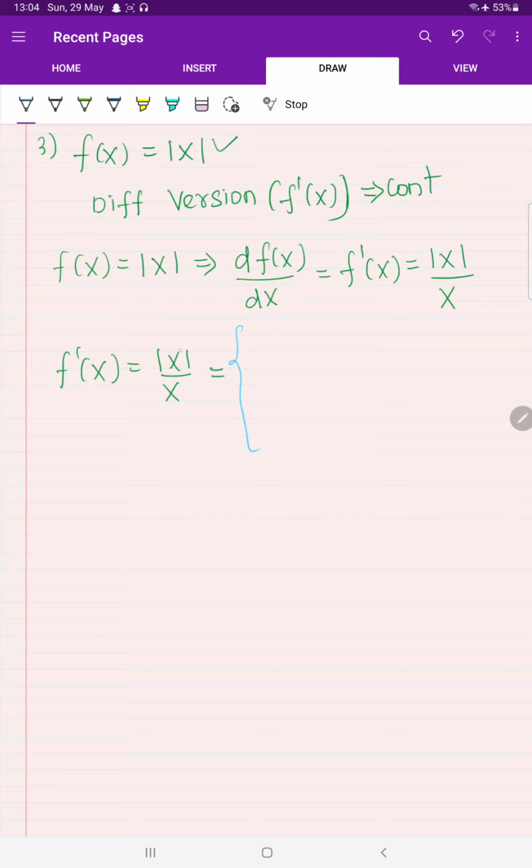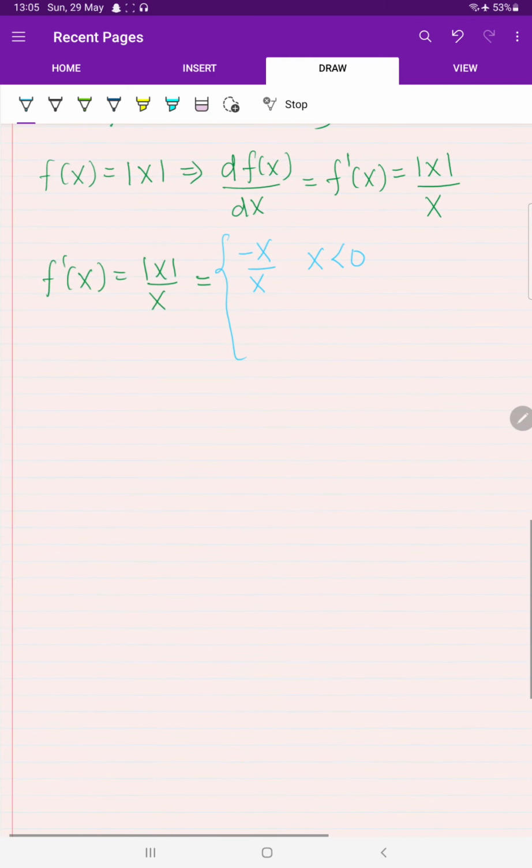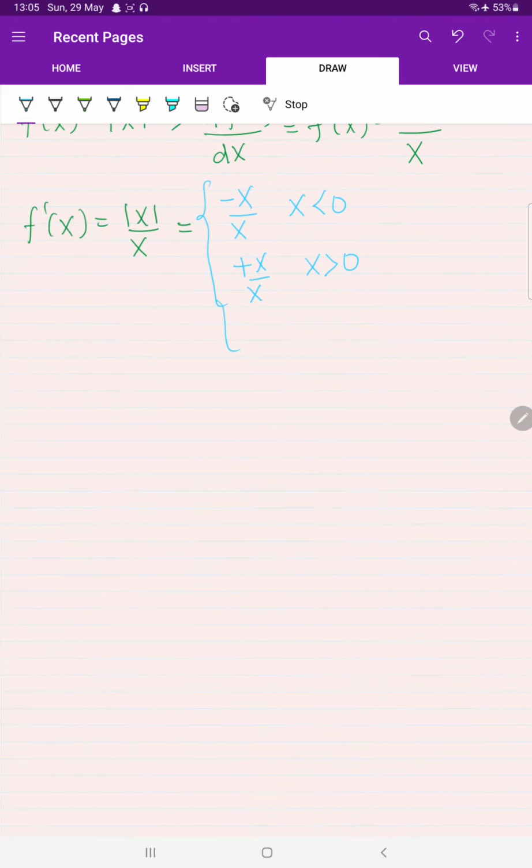If I take mod x, it can be replaced by minus x by x when the value of x is less than 0, and it can be written as plus x by x when the value of x is greater than 0. Now if I put x equal to 0 directly, how can I define this function? When you replace x by 0, it becomes 0 by 0 when x is exactly equal to 0.